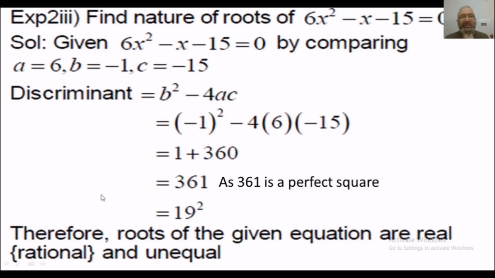Remaining case is the same. If b square minus 4ac, that is the discriminant, is equal to 0, then the roots are real and equal. Greater than 0, then the roots are real and unequal. If less than 0, then the roots are imaginary or complex.